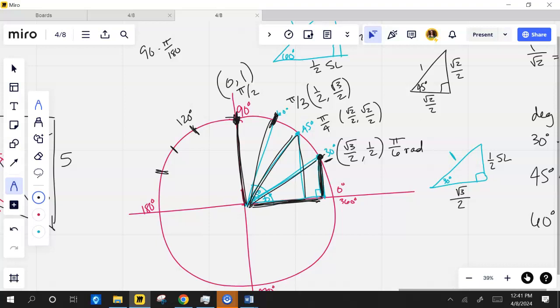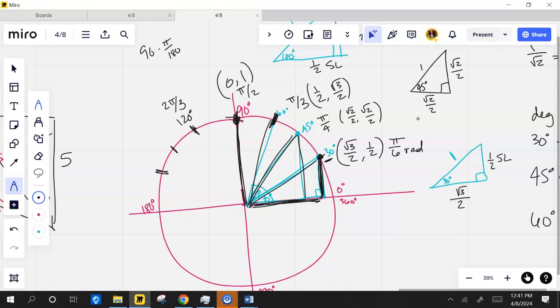Well, this one is 60, so you start at 60. 30 and 30 would be, yeah, so 120. How about in radians? What's 120 divided by 180? Because I'm doing times pi over 180. So 2 pi over 3.